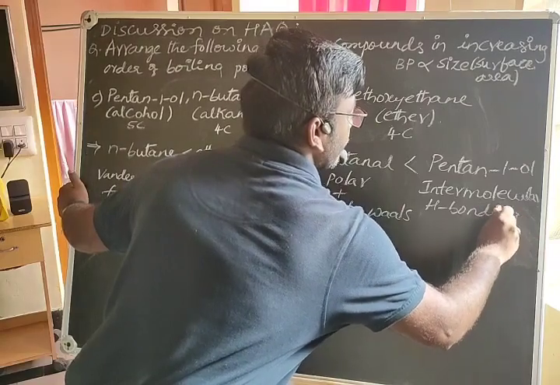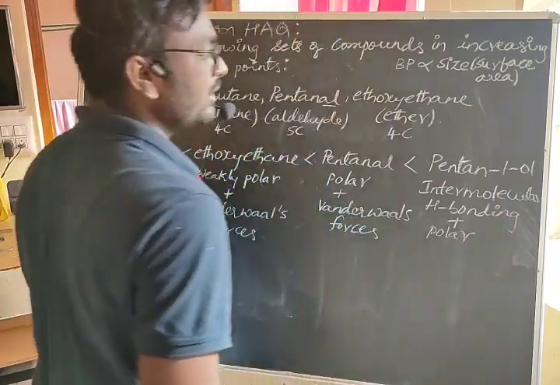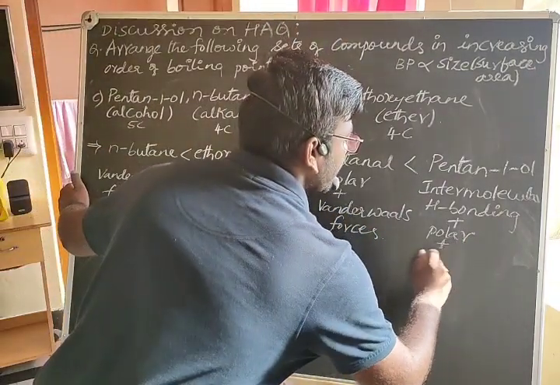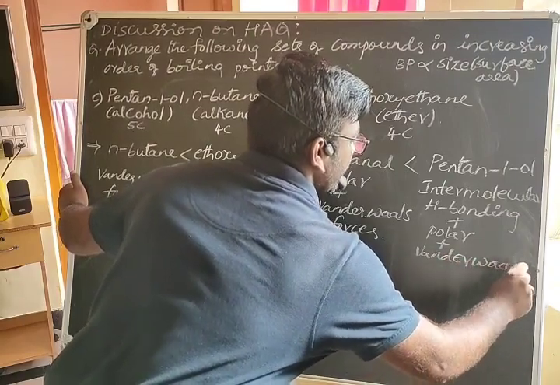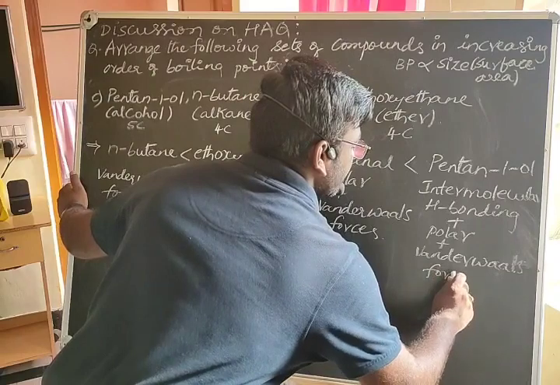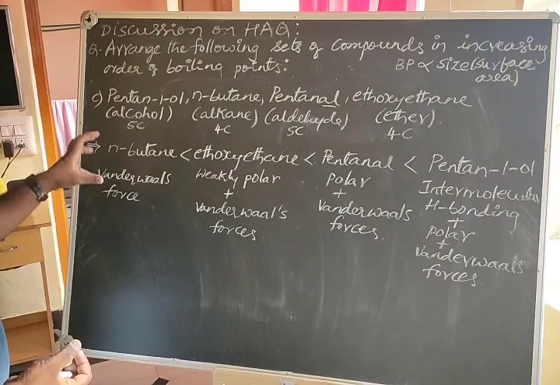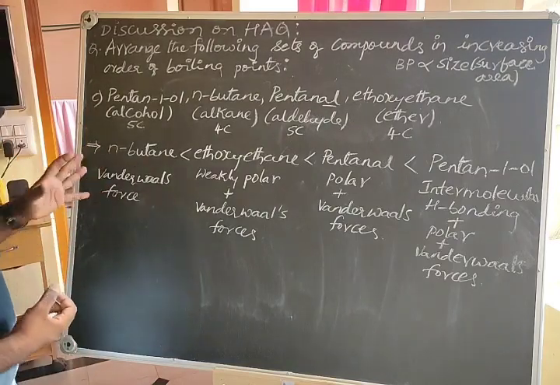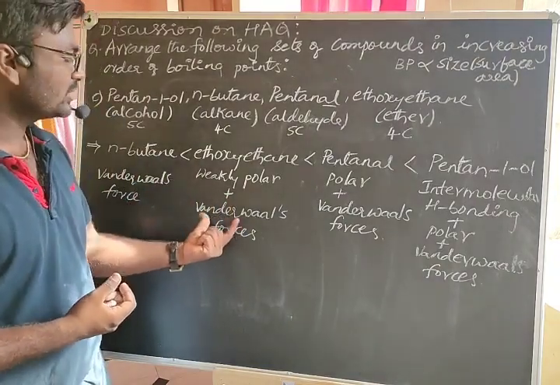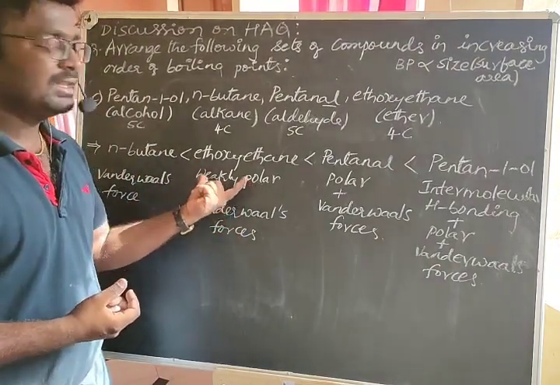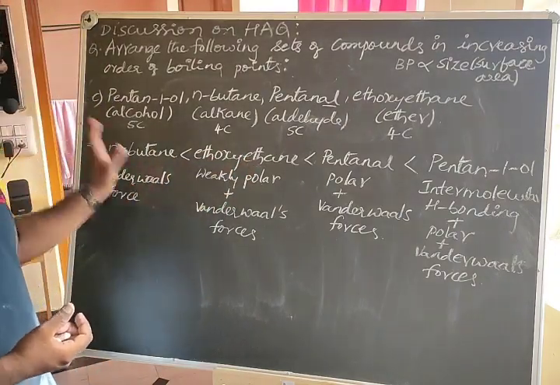And also it is polar. Polar molecules can make hydrogen bonding, and also they will have van der Waals forces of attraction. So when you consider these four types of compounds, in butane you can see only the van der Waals forces present. In ethoxyethane, along with the van der Waals forces, you can see some polarity. That is why its boiling point is a little bit higher when compared to the alkanes.